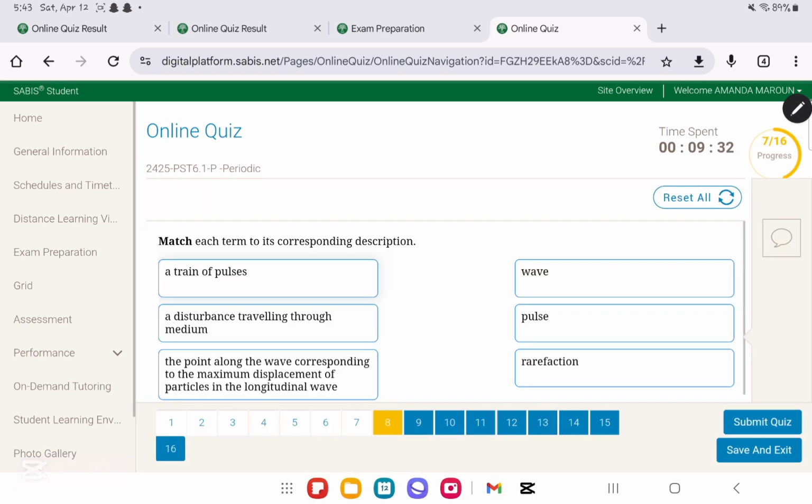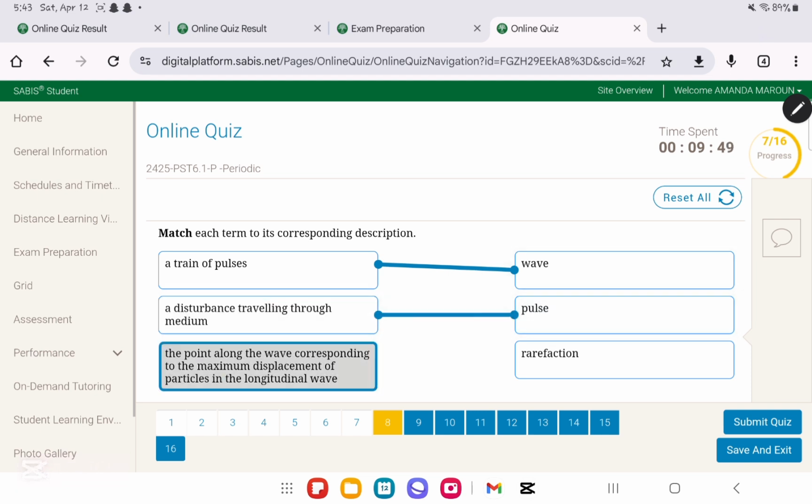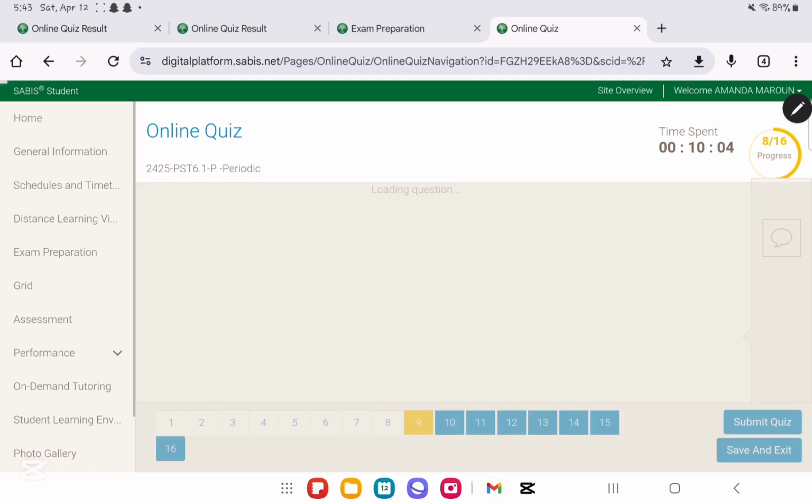We move on to question number 8. In question number 8, match each term to its corresponding description. A train of pulses is definitely a wave. A disturbance traveling through a medium is definitely a pulse. And then the point along the wave corresponding to the maximum displacement of particles in the longitudinal wave. The maximum displacement of particles means the farthest possible the particles are away from each other, which is rarefaction.